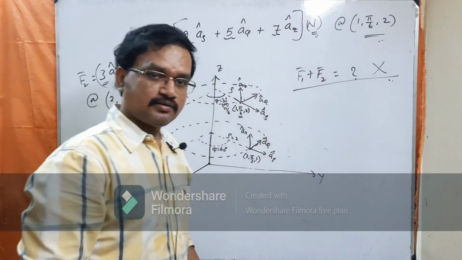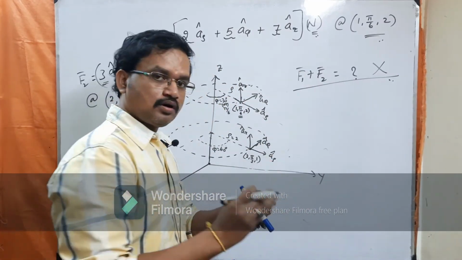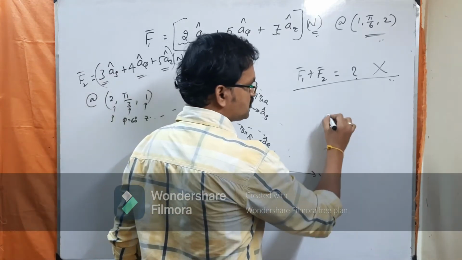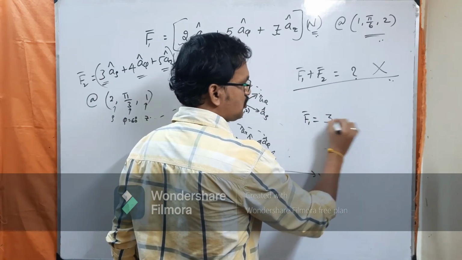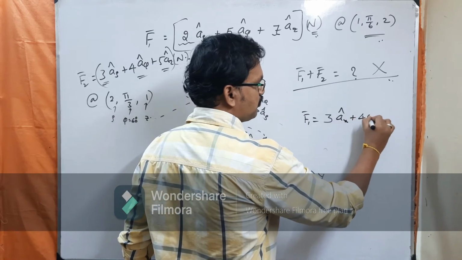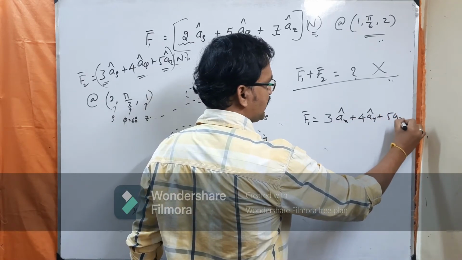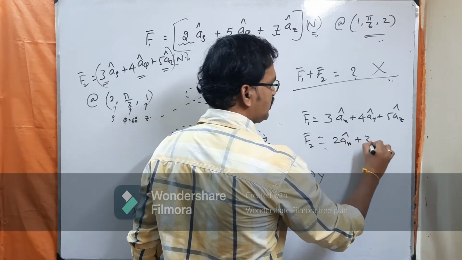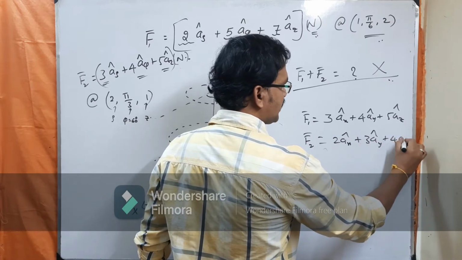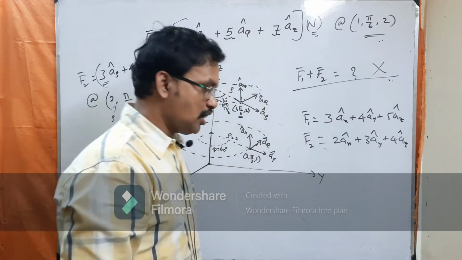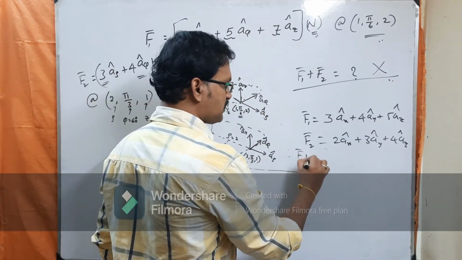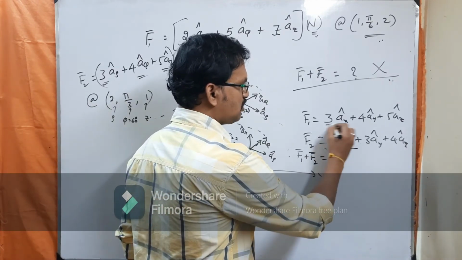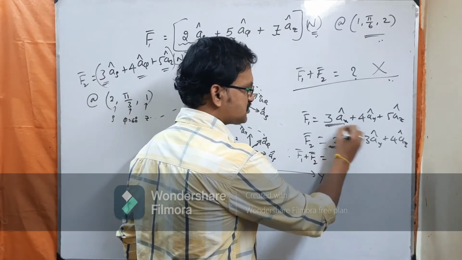Why? See here, if you go to the rectangular coordinate system, suppose I have given f1 bar is equal to 3 ax cap plus 4 ay cap plus 5 az cap and f2 bar is equal to 2 ax cap plus 3 ay cap plus 4 az cap, like this. Understood? Now if I ask you f1 bar plus f2 bar, what will you do here? You will add the x components. Yes or no? Why are you adding the x components here?